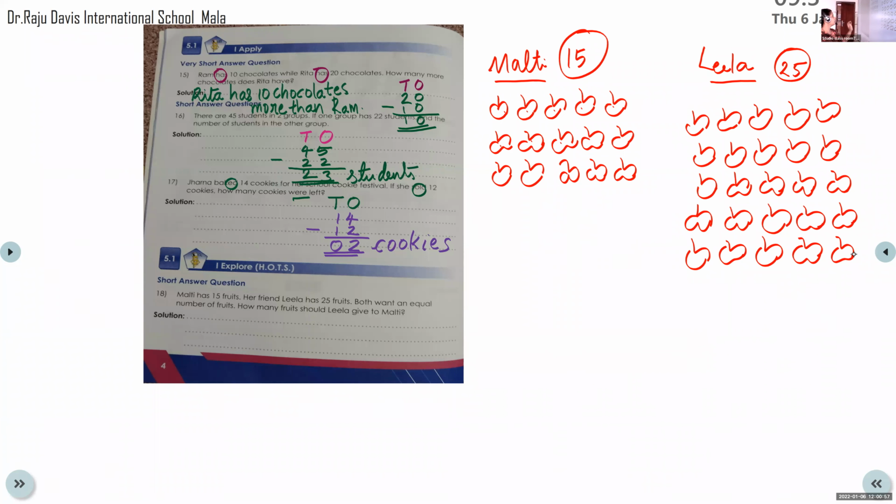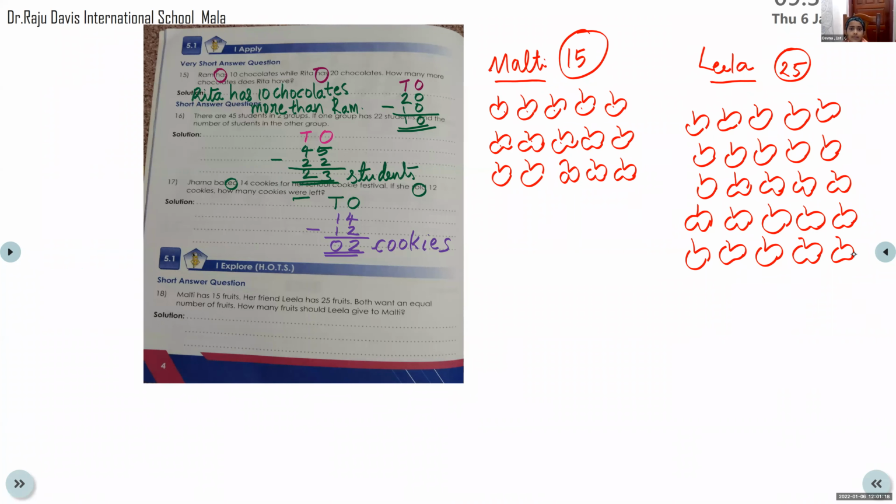Okay, so Malati has 15 and Leela has 25. So Leela should give some fruits to Malati, then they can make it equal. Okay, is it clear? Leela should give some of the fruits to Malati, then only they can make it the same number.